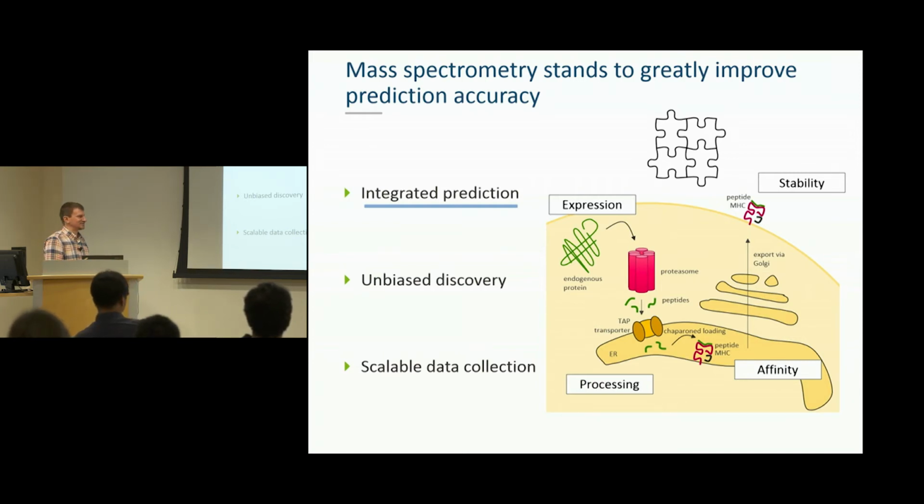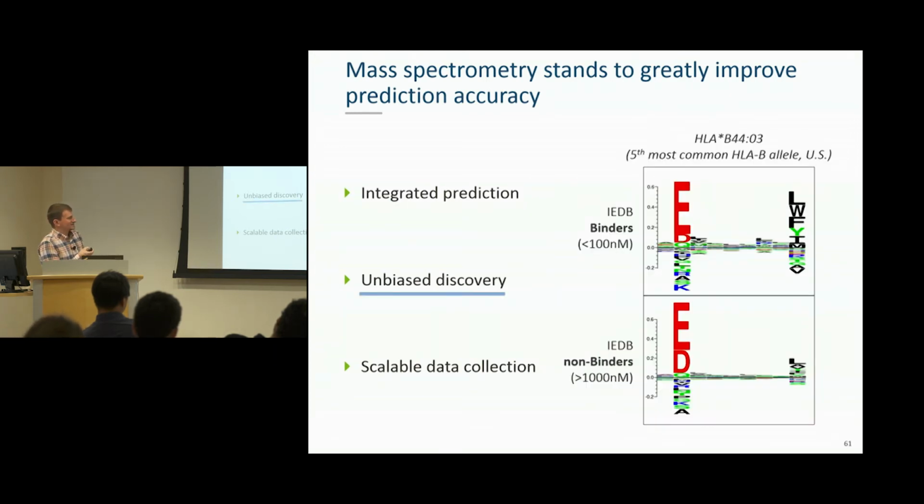We don't have a good sense for what the precise rules are for processing. So we think that, well, since these peptides have been through all these steps, we can kind of infer from the collection of peptides what these relative rules are. The next thing is unbiased discovery.